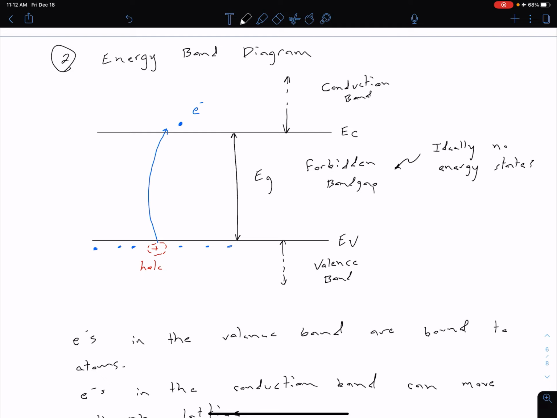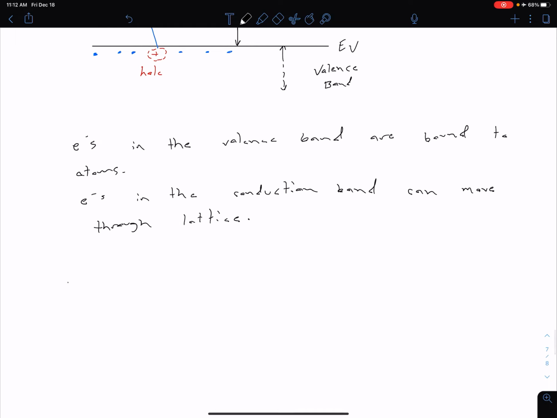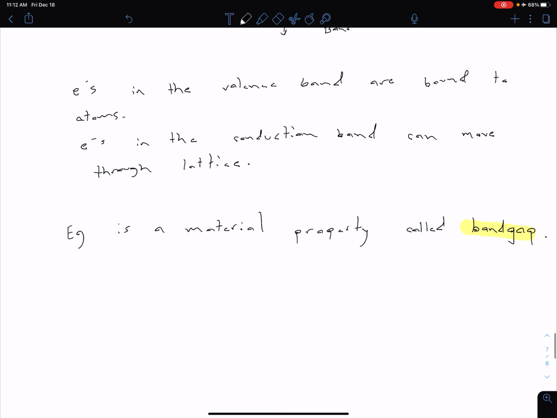So I want to talk a little bit more about our band gap real quick. Our band gap is just a material property. So this is Eg, a material property. And as I've mentioned, this is called the band gap for obvious reasons, because it's the gap between our valence and conduction bands. So different materials are going to have different band gaps.